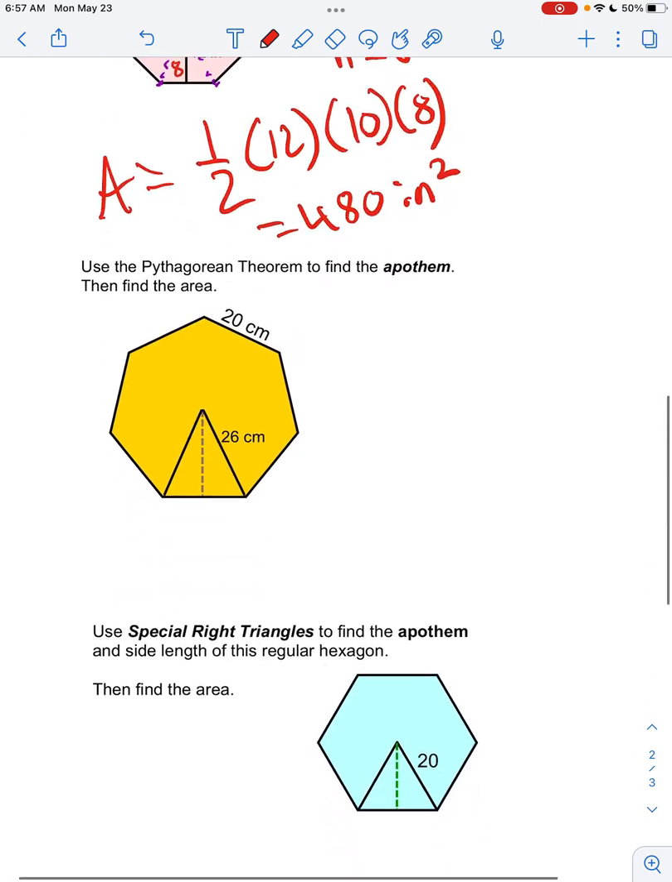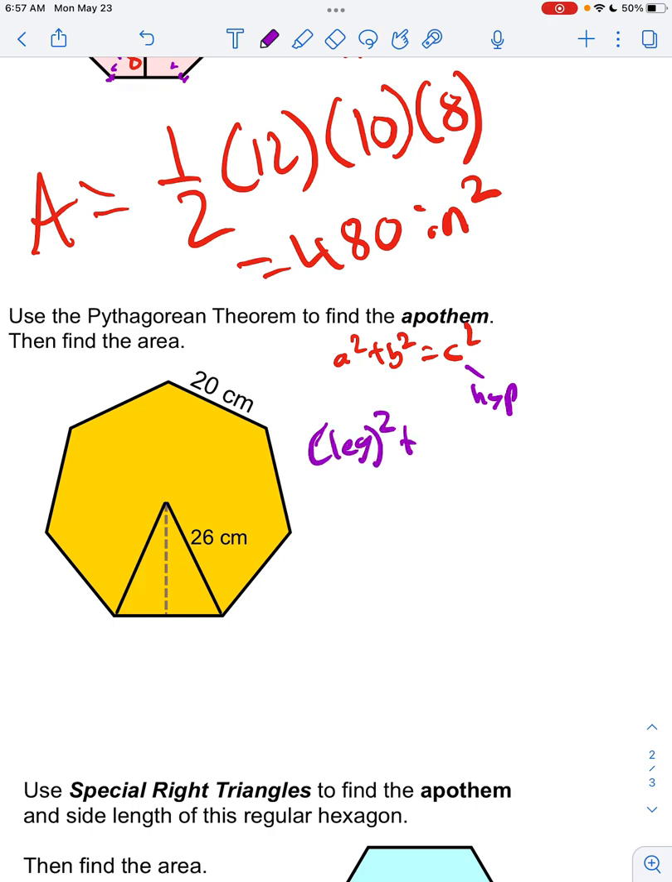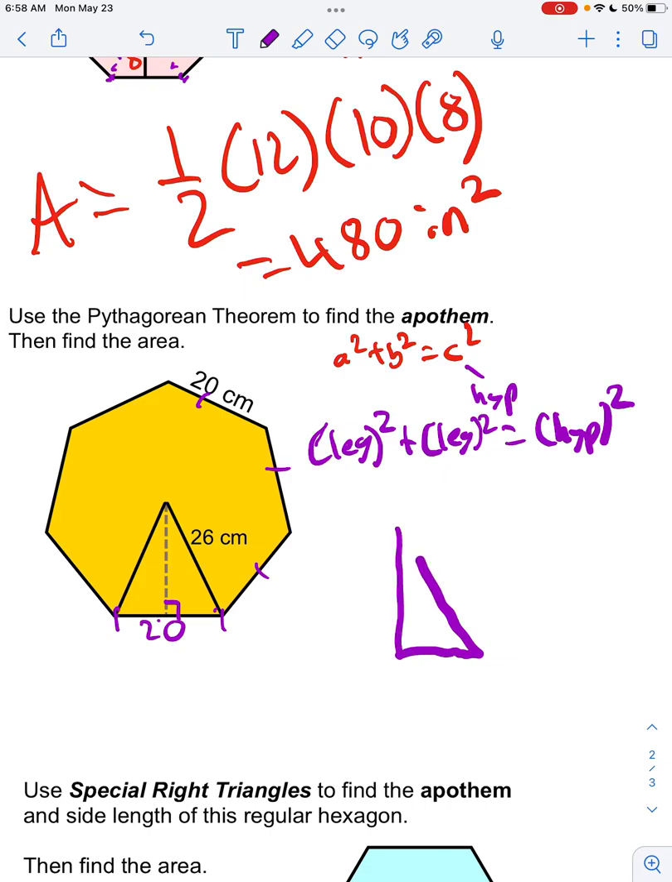All right, this time we may have to use the Pythagorean theorem. A squared plus B squared equals C squared. Remember, C squared has to be the hypotenuse. So Mr. Larson likes leg squared plus leg squared equals hypotenuse squared. So again, if this part's 20, this part's 20, this part's 20, this is also going to be 20. But that's the whole thing from here to here. So since I like using right triangles for my Pythagorean theorem, if I draw half of this triangle, I've got a side length of 26. Half of 20 is 10, and my goal is to find this.